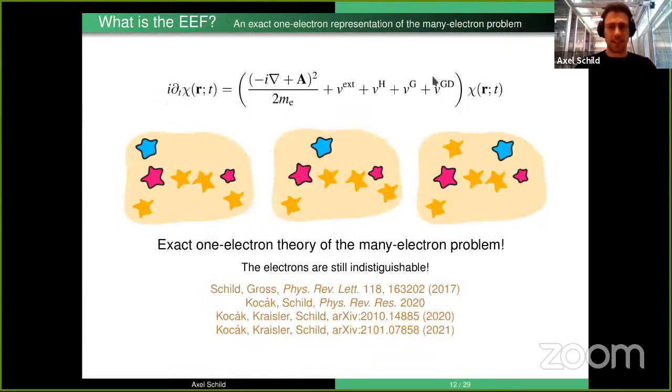So now I hope that I've at least pictorially convinced you that there is this one electron Schrödinger equation with all these one electron potentials, which is in principle an exact one electron theory of the many electron problem, at least if we know these potentials. These potentials are given by the wave function of the environment. Now, one important point that I just want to make, because I colored this electron blue, so it looks like a special electron. But it's not. The electrons are indistinguishable because we start from a fully anti-symmetrized wave function. So at least as long as we don't make any approximation, we do not break the anti-symmetry of the full problem.